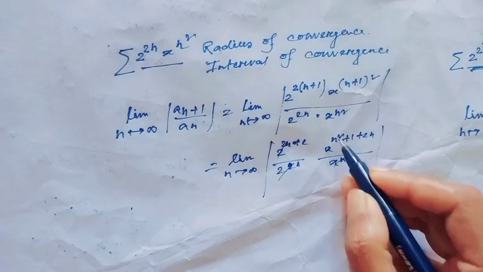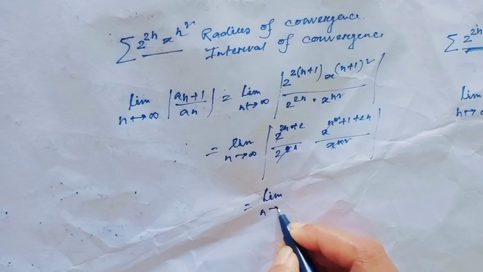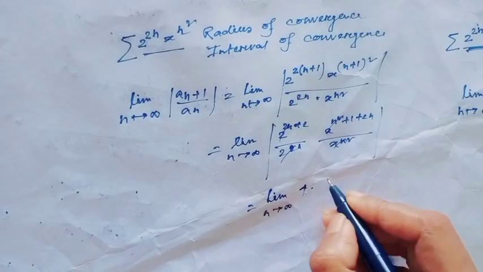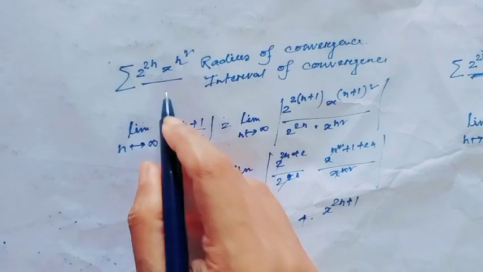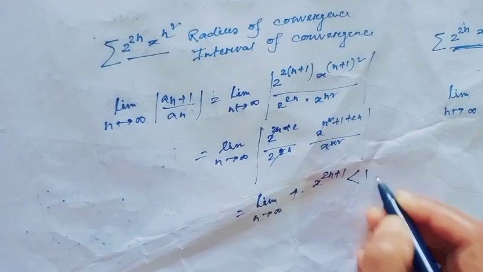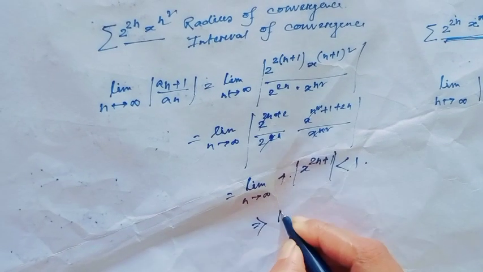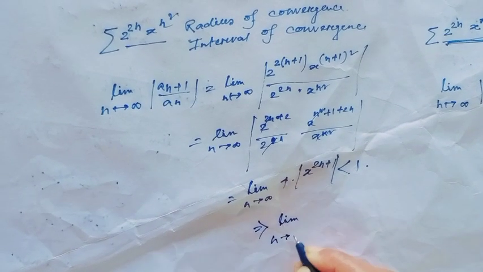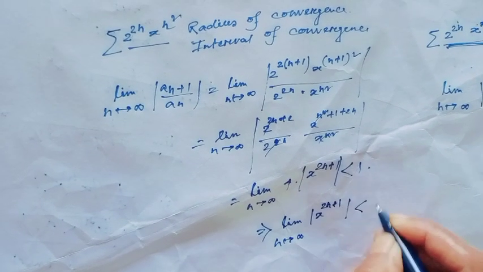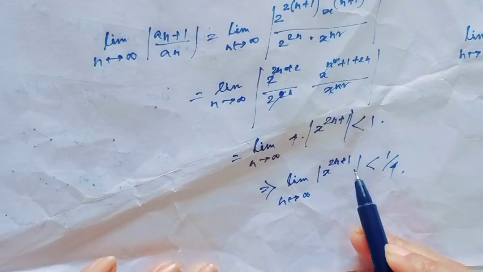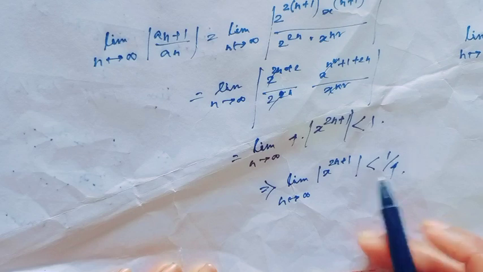Then cancel this term, and this value would be the limit as n goes to infinity of 4 times x to the power 2n plus 1. And this power series converges when this part is less than 1, in absolute value. That implies the limit as n goes to infinity of the absolute value of x to the power 2n plus 1 is less than 1 over 4, x to the power 2n plus 1. But we have to find it for mod x.